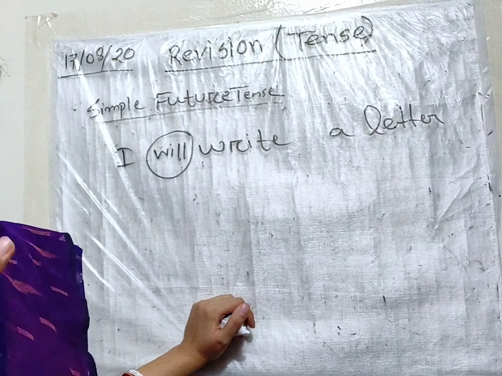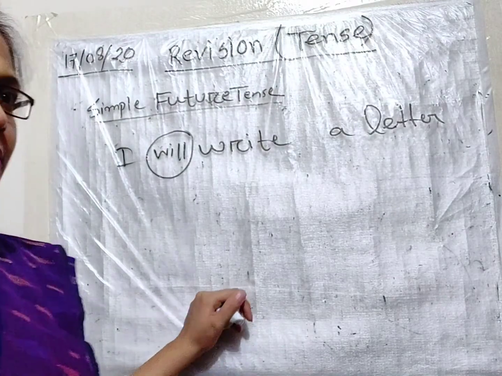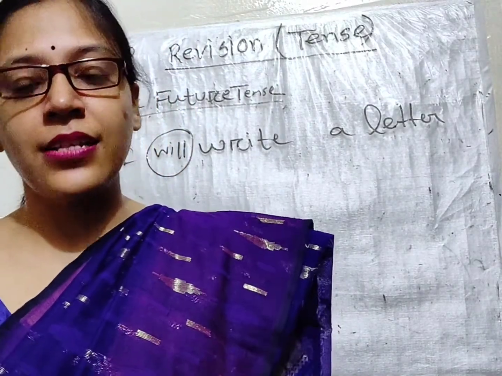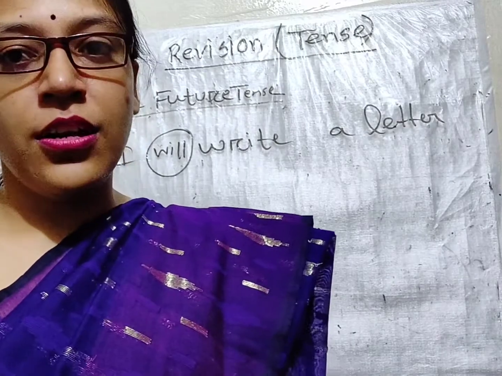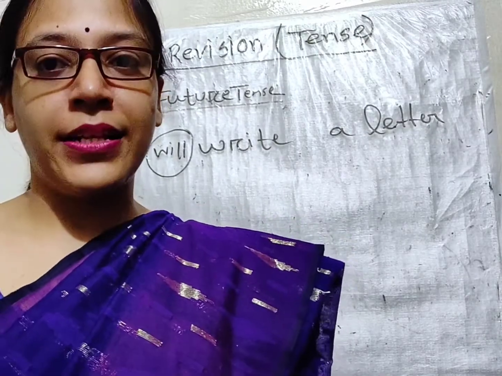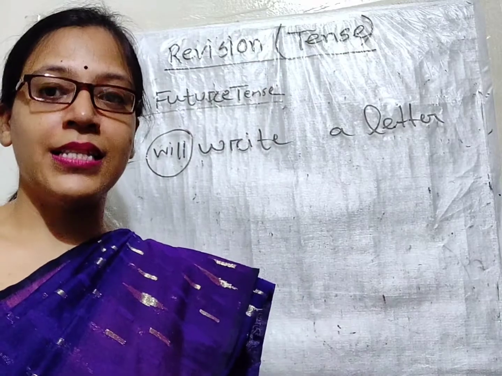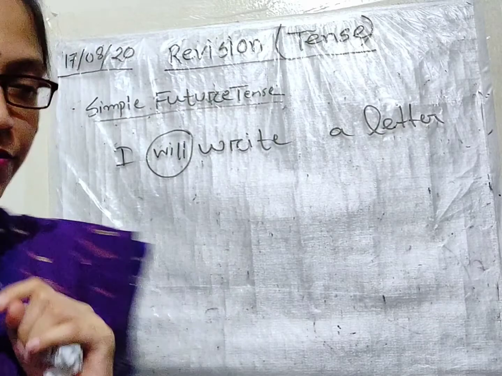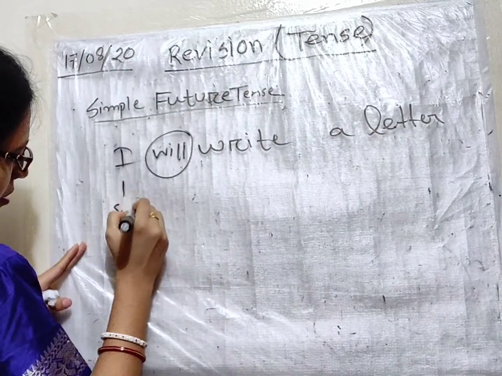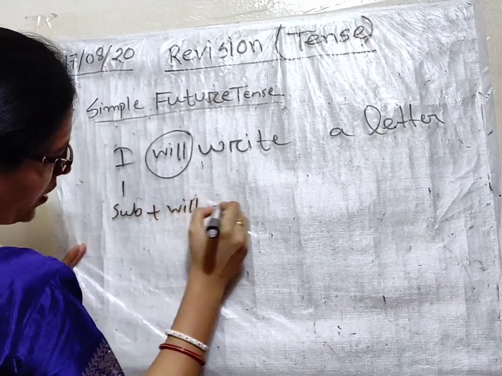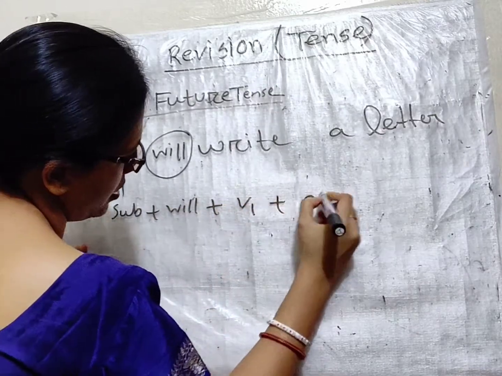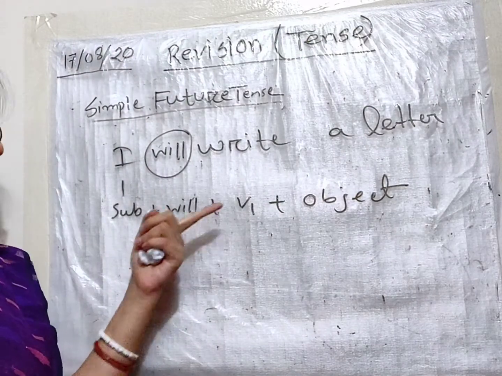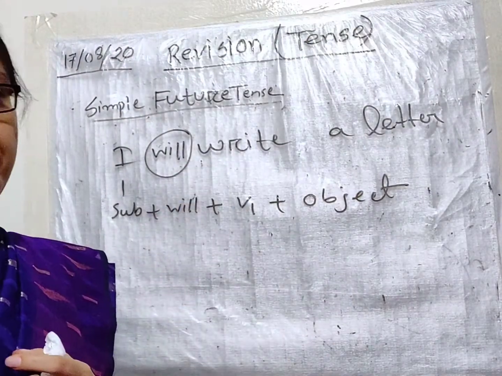So if you are planning something to do in your coming days, you have to describe your planning in simple future tense form, where you have to use will before the main verb. So the structure is subject plus will plus V1 plus object, right? So this is very simple.